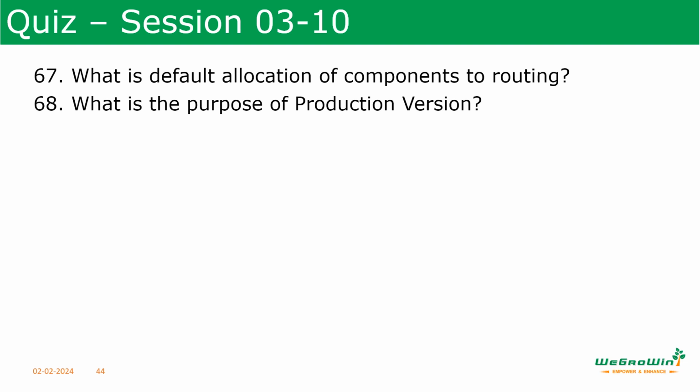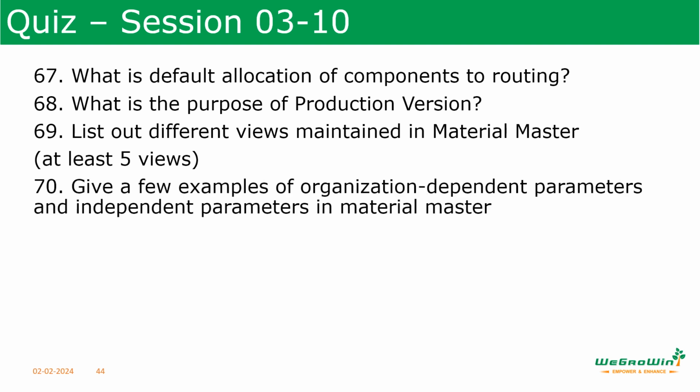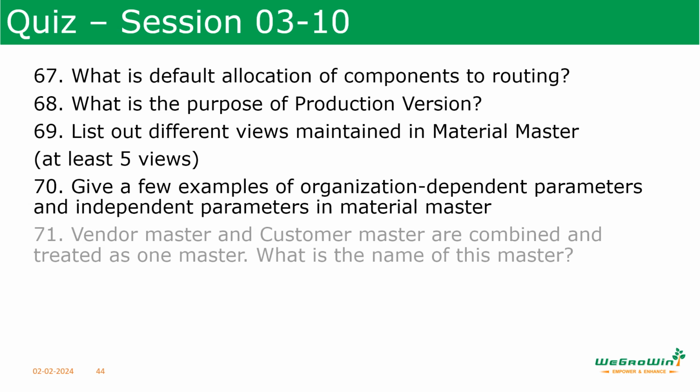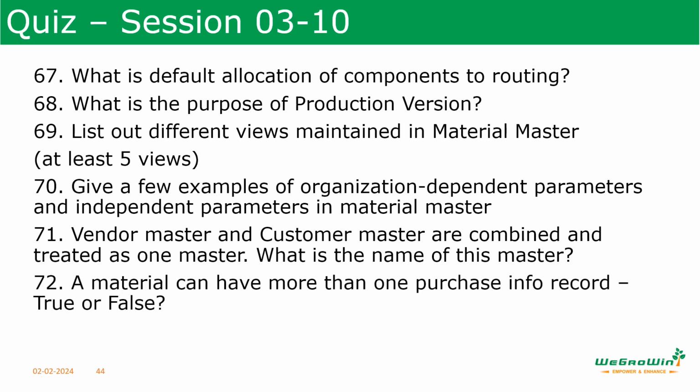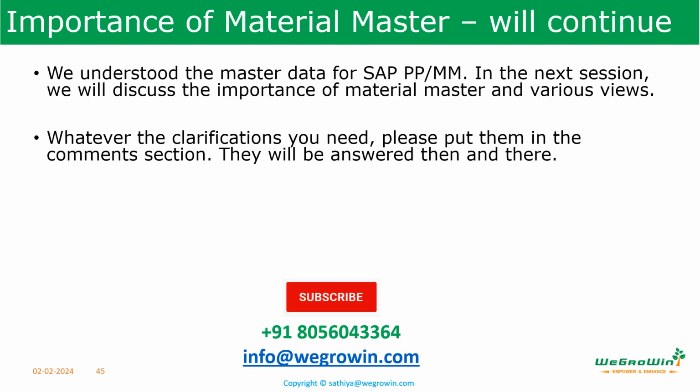What is the purpose of production version? List out different views maintained in Material Master, at least 5 views. Give a few examples of organization dependent parameters and independent parameters in Material Master. Vendor master and customer master are combined and treated as one master. What is the name of this? The material can have more than one purchase info record, true or false. Production version is mandatory in S/4HANA, true or false. The answers for those quiz questions will be discussed in the next session.